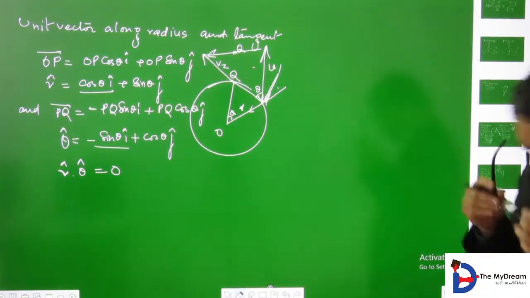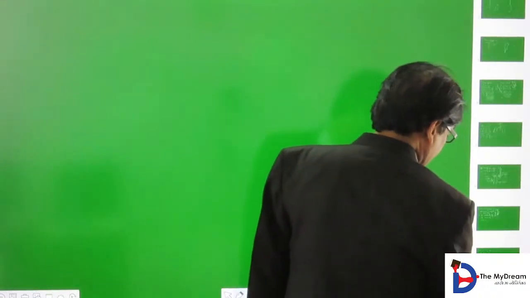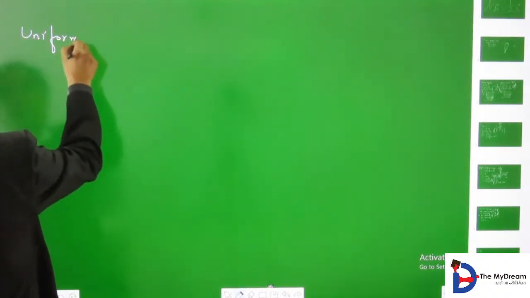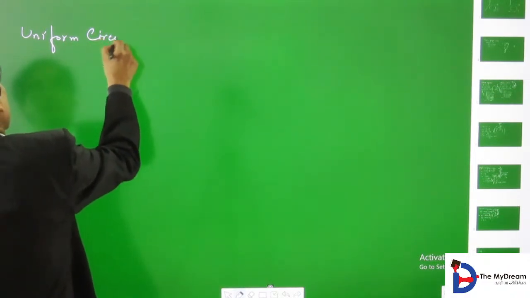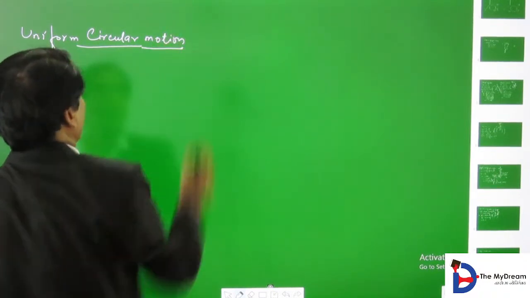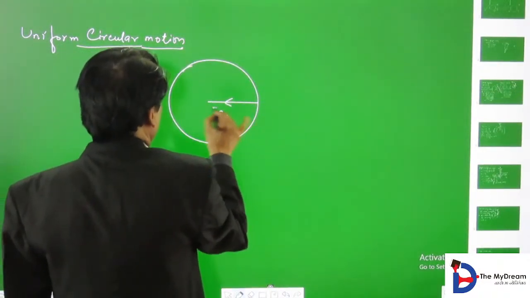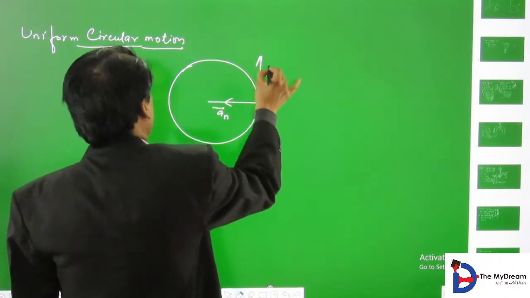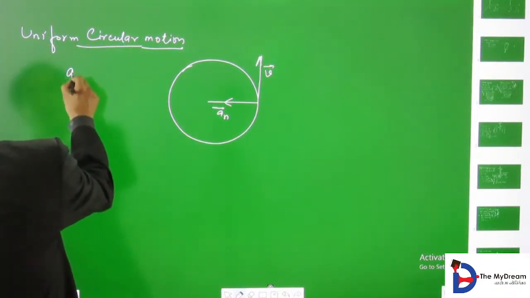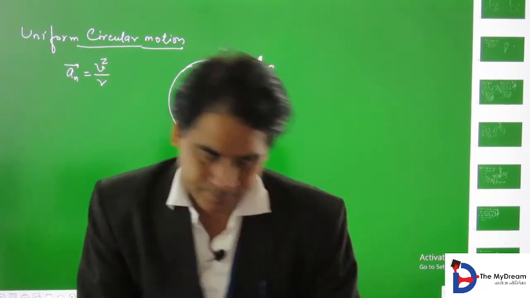Besides this, what we will discuss is uniform circular motion. In case of the uniform circular motion, this is a normal acceleration, this is the velocity, and that is given by a_n equal to v square by r. That is the centripetal acceleration.